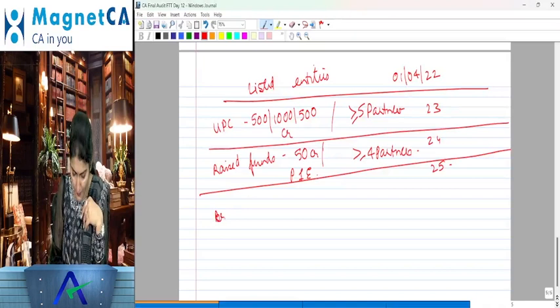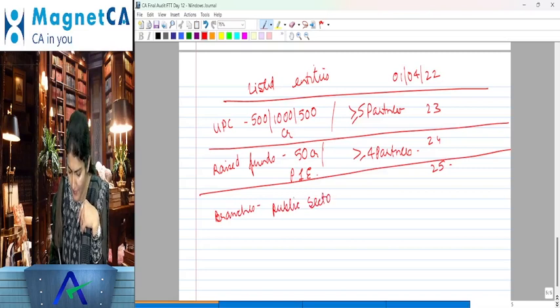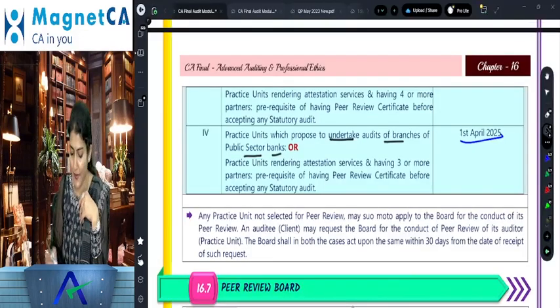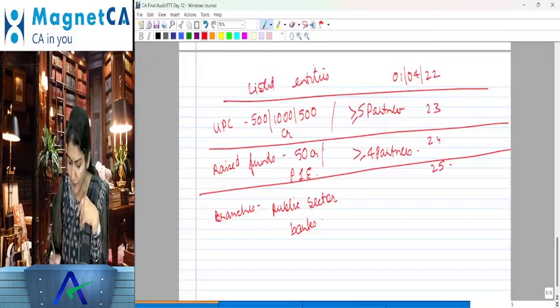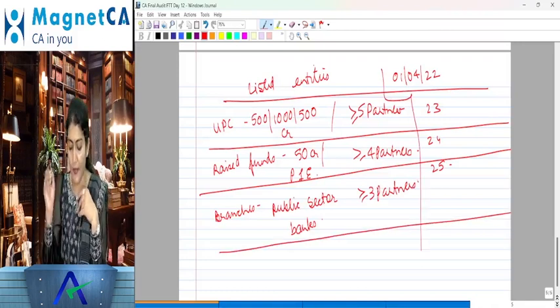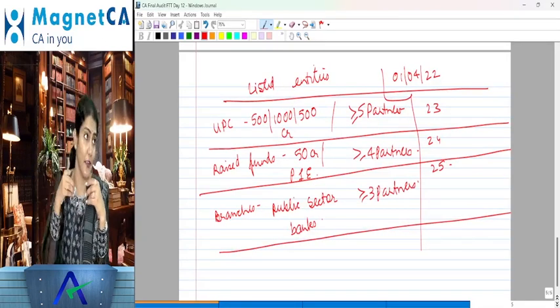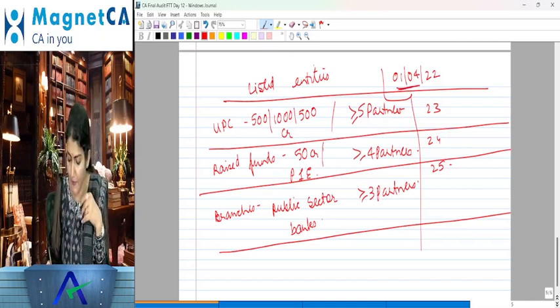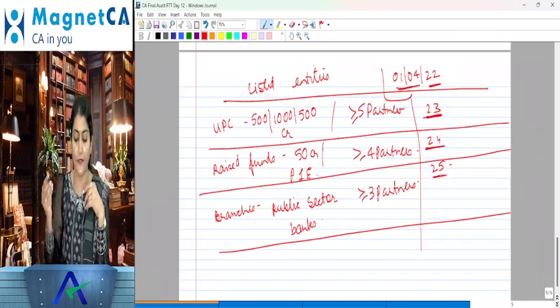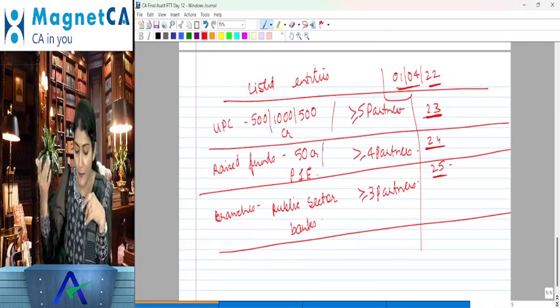Right? So if you are doing the audit of the branches of the public sector banks, or your firm has 3 or more partners, then peer review will be mandatory, a peer review certificate is required with effect from 1st April 25. Right? What I have written here: 1st April 22, 1st April 23, 1st April 24, and 1st April 25. So when is it mandatory?